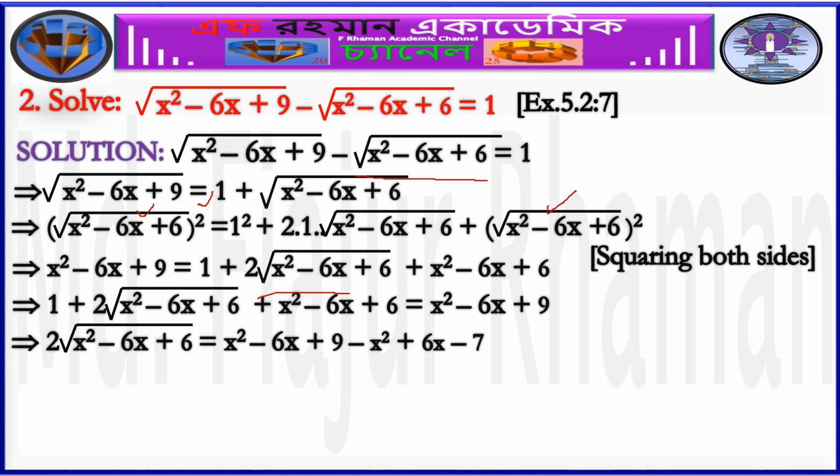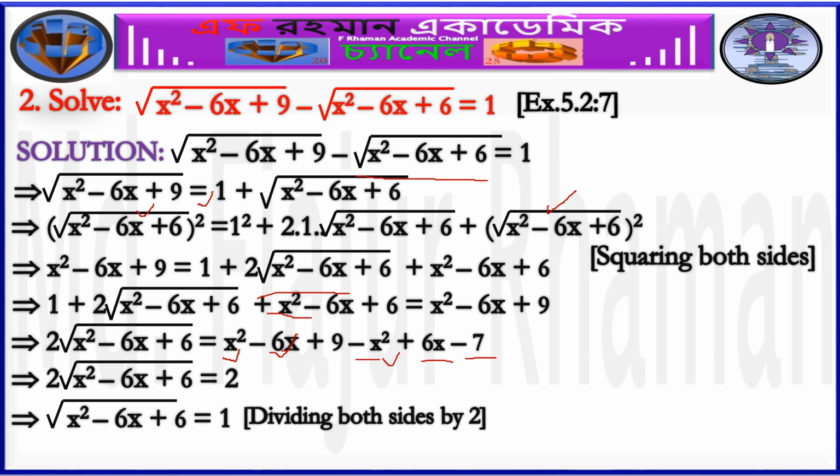Isolating the radical on the left side of the equation, we should transpose all other terms from the left hand side to the right hand side. X square and minus x square should be cancelled out. Minus 6x and 6x should be cancelled out. And 9 minus 7 is 2. That's why we can write 2 square root of x square minus 6x plus 6 is equal to 2. Since 2 is a common factor here, dividing both sides by 2, we get square root of x square minus 6x plus 6 is equal to 1.